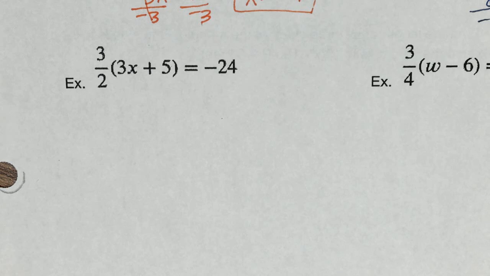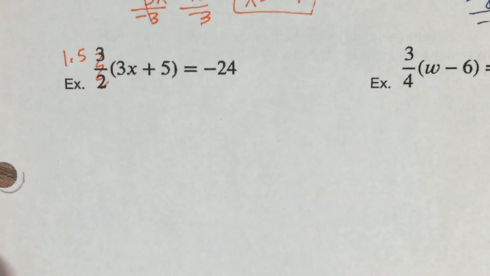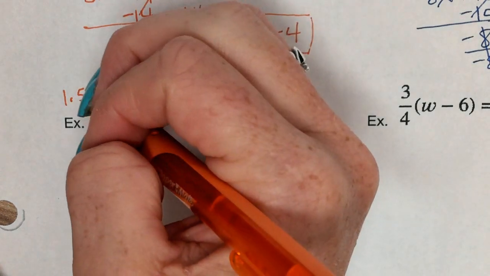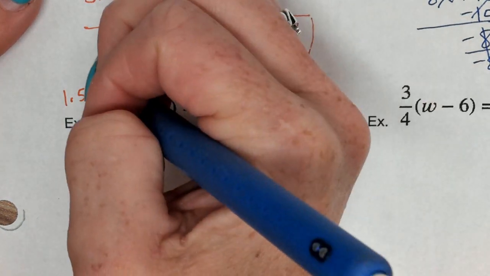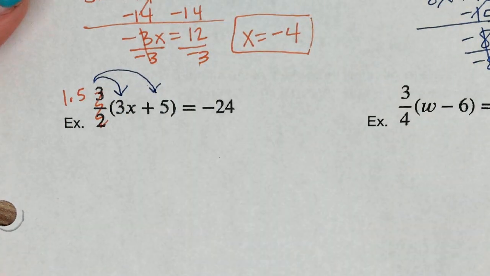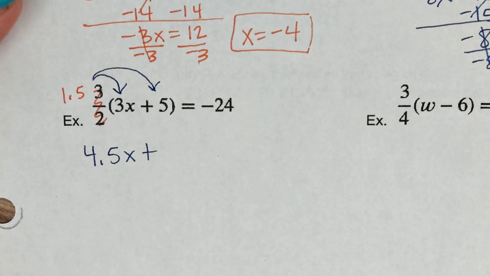But 3/2 is really what? 1.5. That's a terminating decimal. I can absolutely change that to a decimal. Okay? So if I want to just say, hey, I'm going to multiply this one by 1.5, that's fine. But again, if it was a third, no, I cannot. All right, so I'm going to do 1.5 times 3x and 1.5 times 5. 1.5 times 3 is 4.5x plus 1.5 times 5 is 7.5.